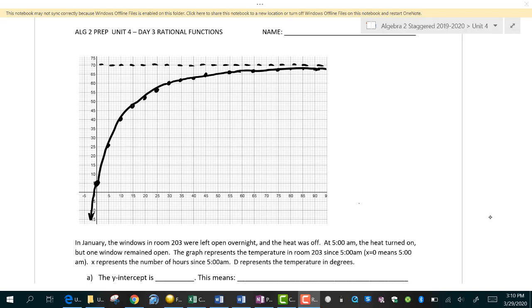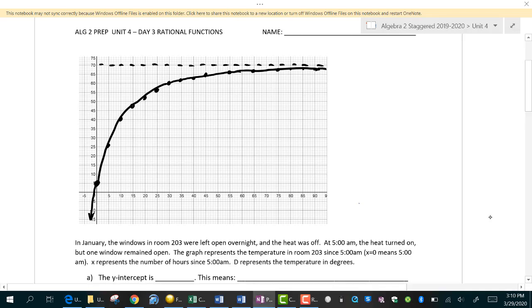So here was a graph of a rational function, and it says that in January, the windows in room 203 were left open overnight and the heat was off. At 5 a.m., the heat turned on, but one window remained open. The graph represents the temperature in room 203 since 5 a.m.